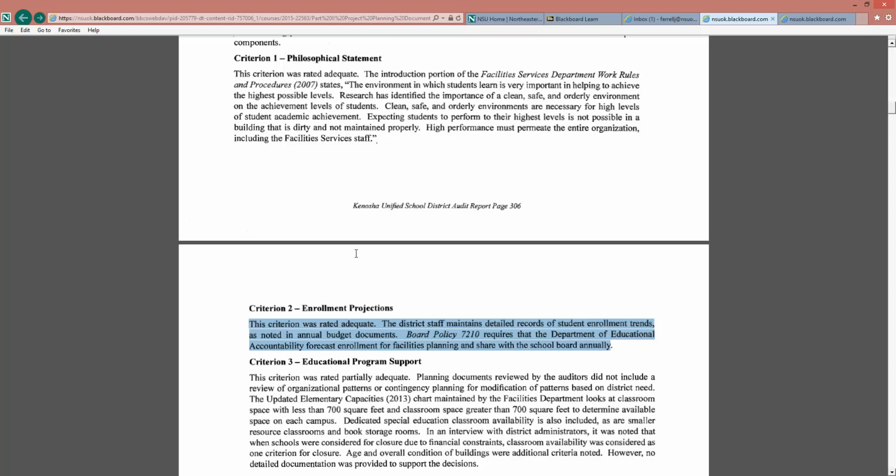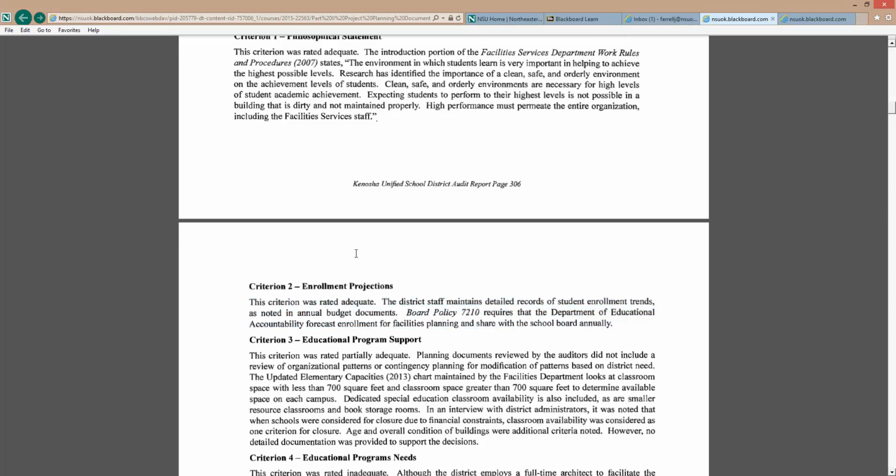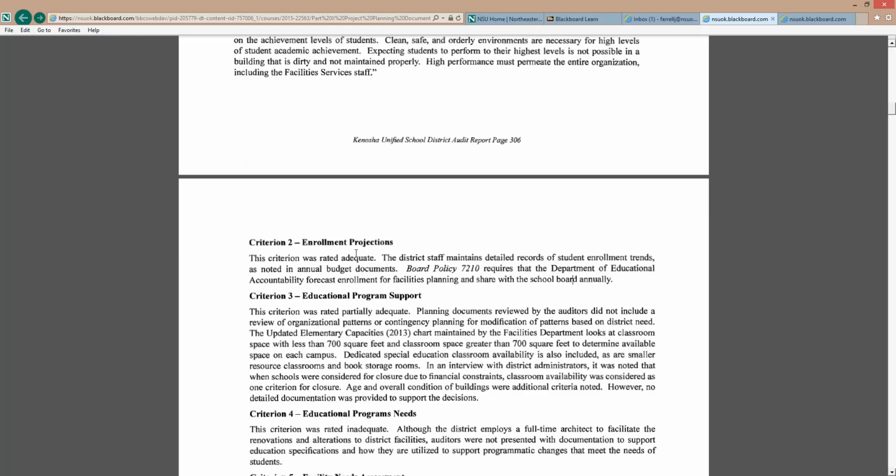Enrollment projections. They said the district staff maintains detailed records of enrollment trends as noted in the annual budget document, but board policy requires that the Department of Educational Accountability forecast enrollments for facilities planning and share with the school board annually. Oh, it was rated adequate. I'm sorry. So this one is also rated adequate. And you can see the reason for that is because they have that. State required that. Here's the one we said was partially adequate, dealing with the program support.